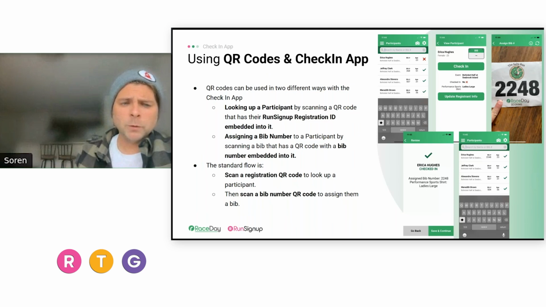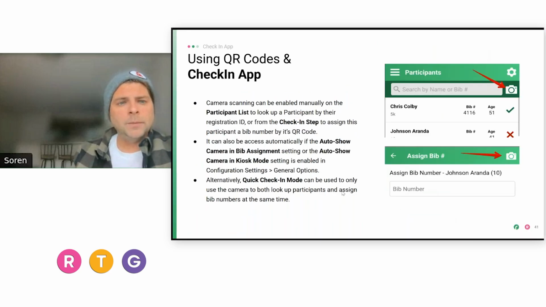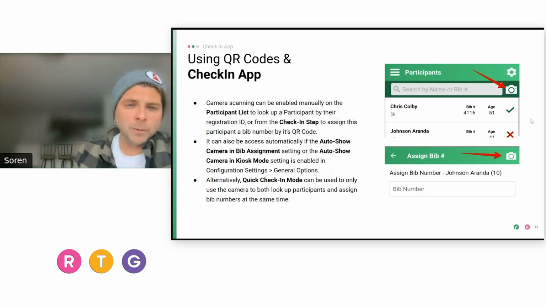So this workflow would be using the camera on the CheckIn app to scan their email QR code to look them up, and then scanning a bib number QR code to assign them a bib. So you can see that flow here on the right. Camera scanning can be enabled manually on the participant list. You can see over here to look up a participant by their registration ID, or in the CheckIn step to assign the participant a bib number by the QR code.